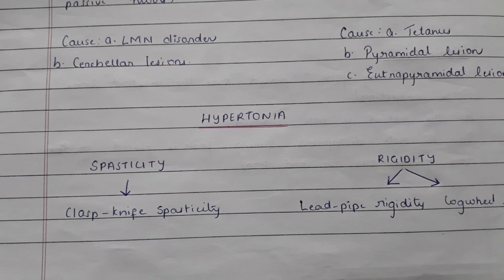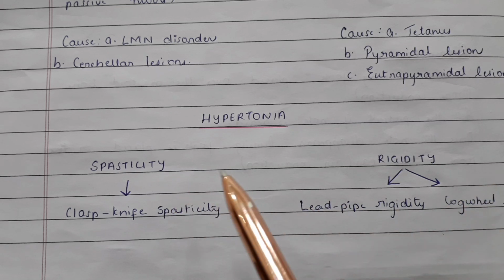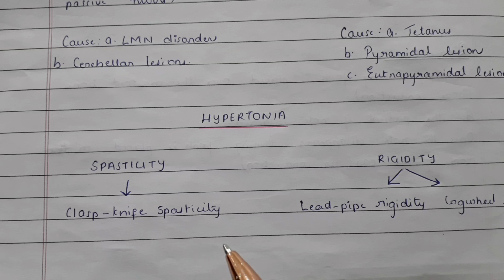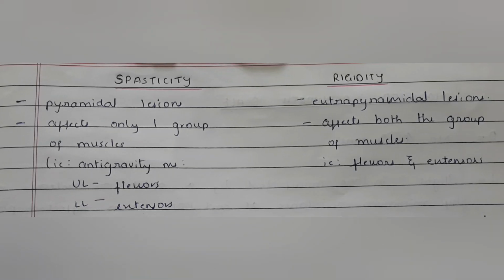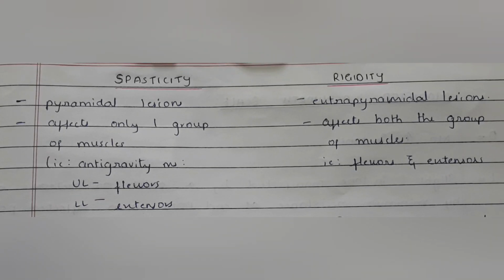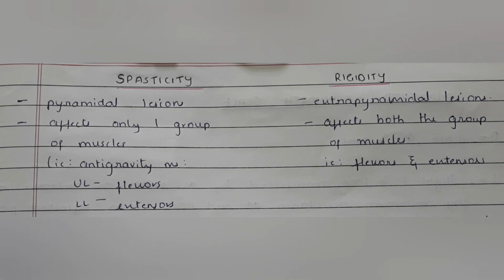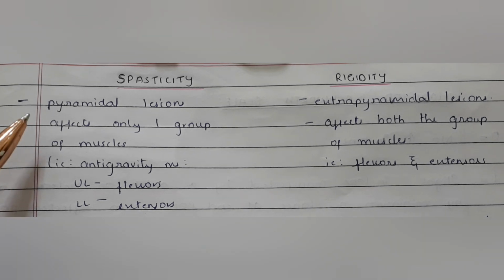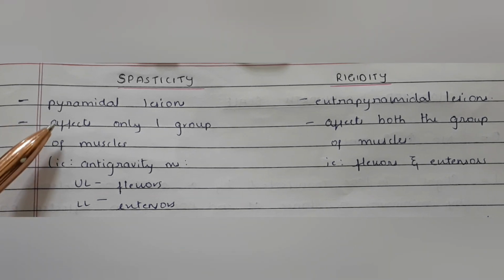Hypertonia is further divided into spasticity and rigidity. Under spasticity we have clasp knife spasticity, and under rigidity we have lead pipe rigidity and the cogwheel rigidity. Differences between spasticity and rigidity. Spasticity is seen in case of pyramidal lesions, whereas rigidity is seen in case of extrapyramidal lesions.